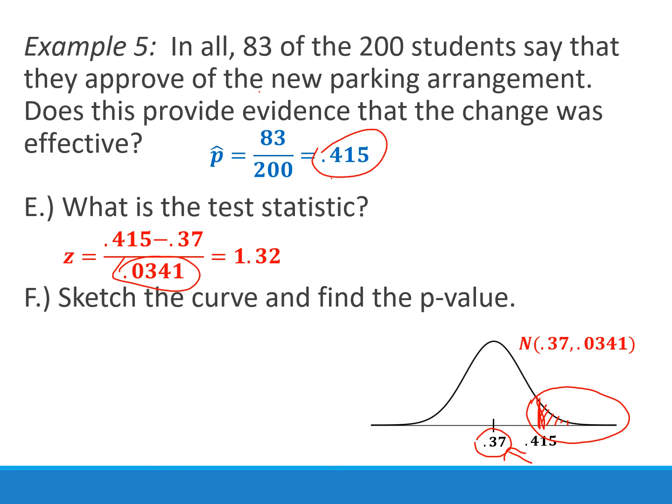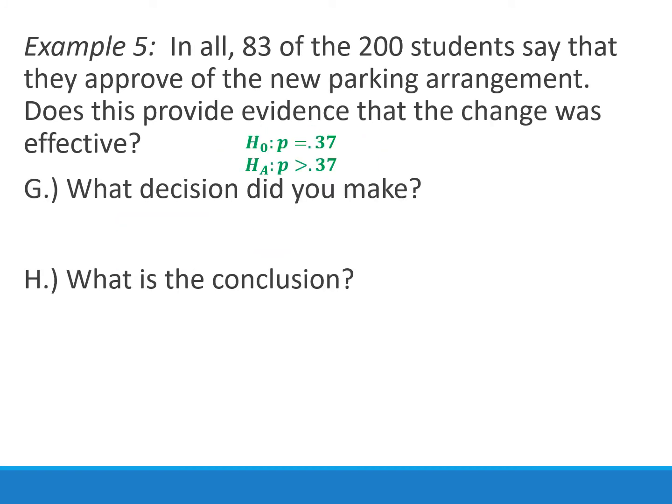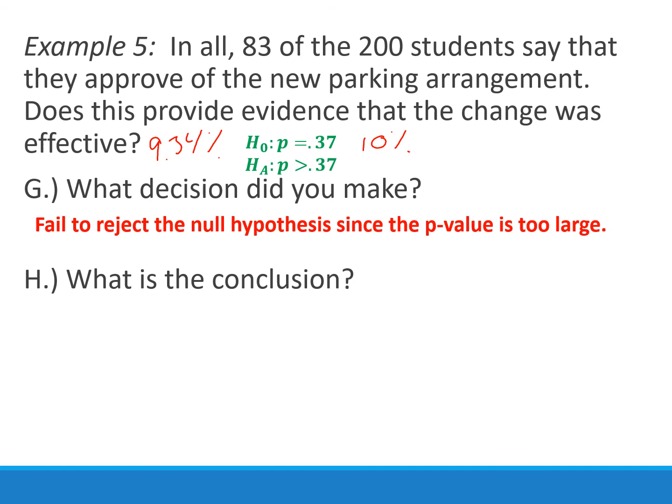Go to our table. Remember that the table always gives you the value to the left of this, so you have to do 1 minus to get our p-value. There's 0.0934, or 9.34% of the curve to the right of that cutoff. Now we're going to make our decision based on that p-value. The p-value was 9.34%, and for the purpose of this explanation, I'm just going to round that to 10%. Normally we wouldn't do that, but it's going to help the explanation a bit. So our decision is fail to reject the null hypothesis because the p-value is too large.